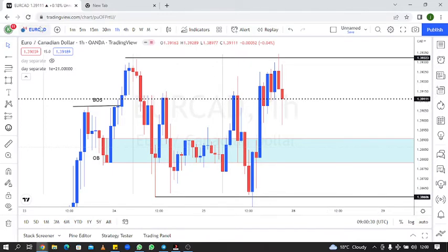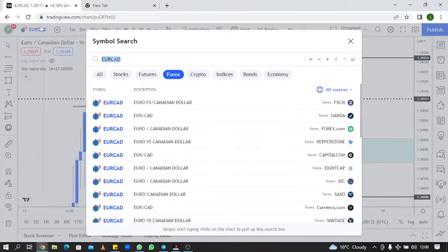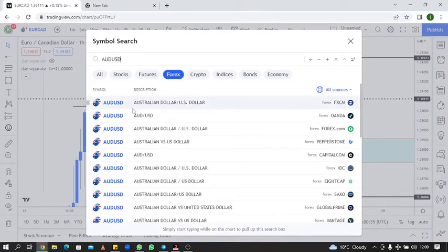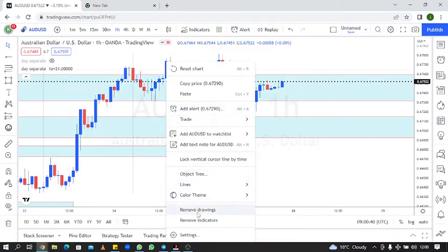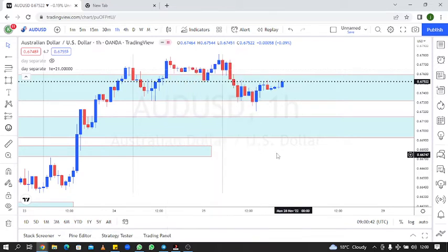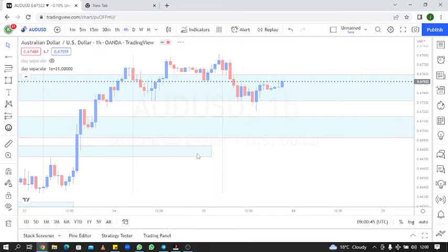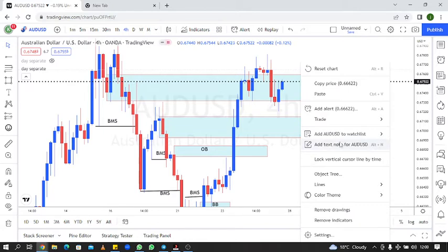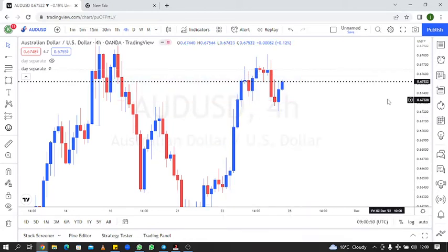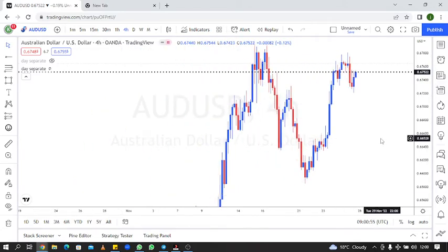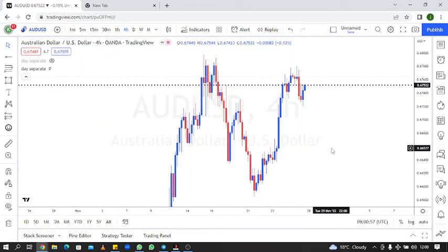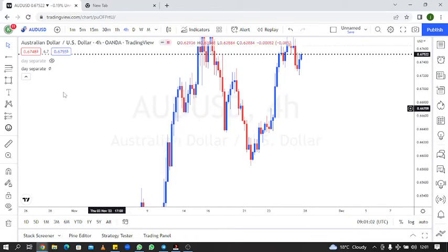Another pair that I'm going to look at is AUD/USD. So this is our H4. We need to look at the market structure. If you look at this structure, this was an order block which broke the structure to the upside.